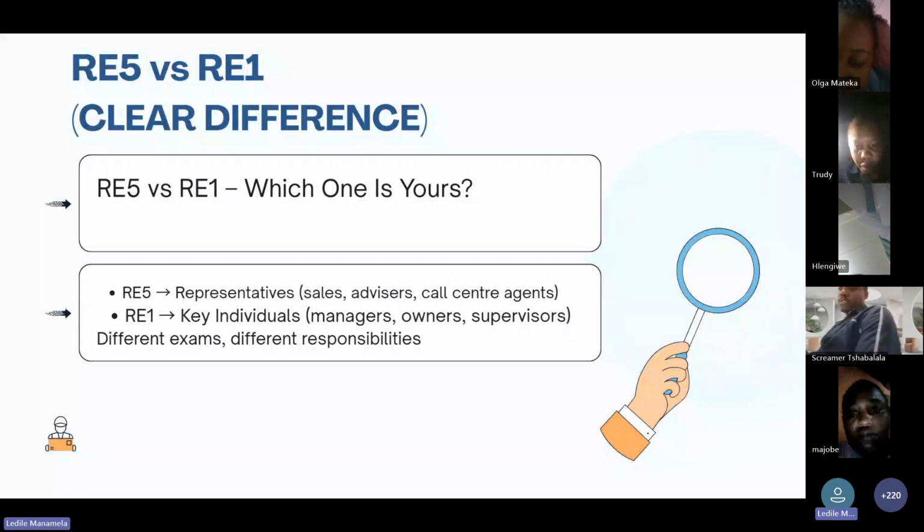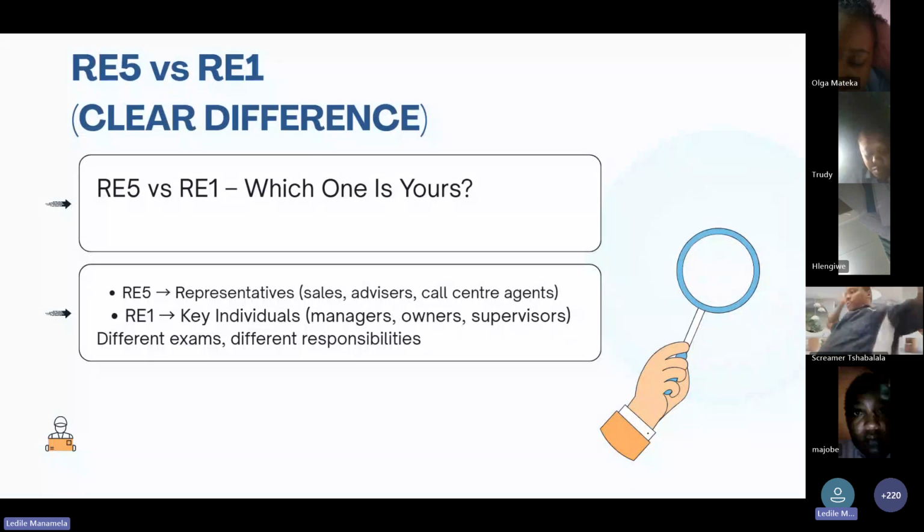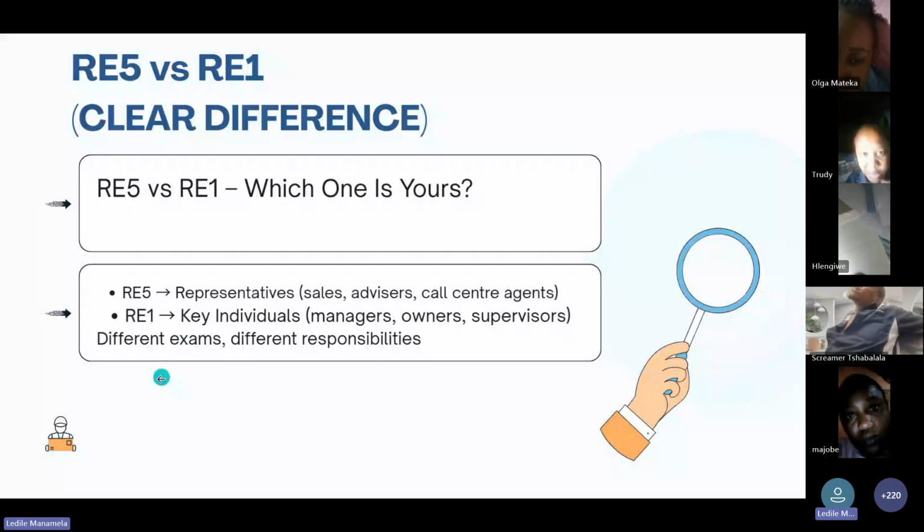So basically, once you get into that company, you'll be a representative. You are representing them. Basically, you're dealing in sales. Representatives actually deal with selling the products of that company. I'll give you an example. You're working at Old Mutual as a financial advisor. Basically, you're a representative. You're selling funeral covers, life covers, investments. You are a representative. So you can also work in the call center whereby you sell policies over the phone and so on. So basically, RE5, it's a requirement when you want to become a representative for a certain company to be able to sell their products.